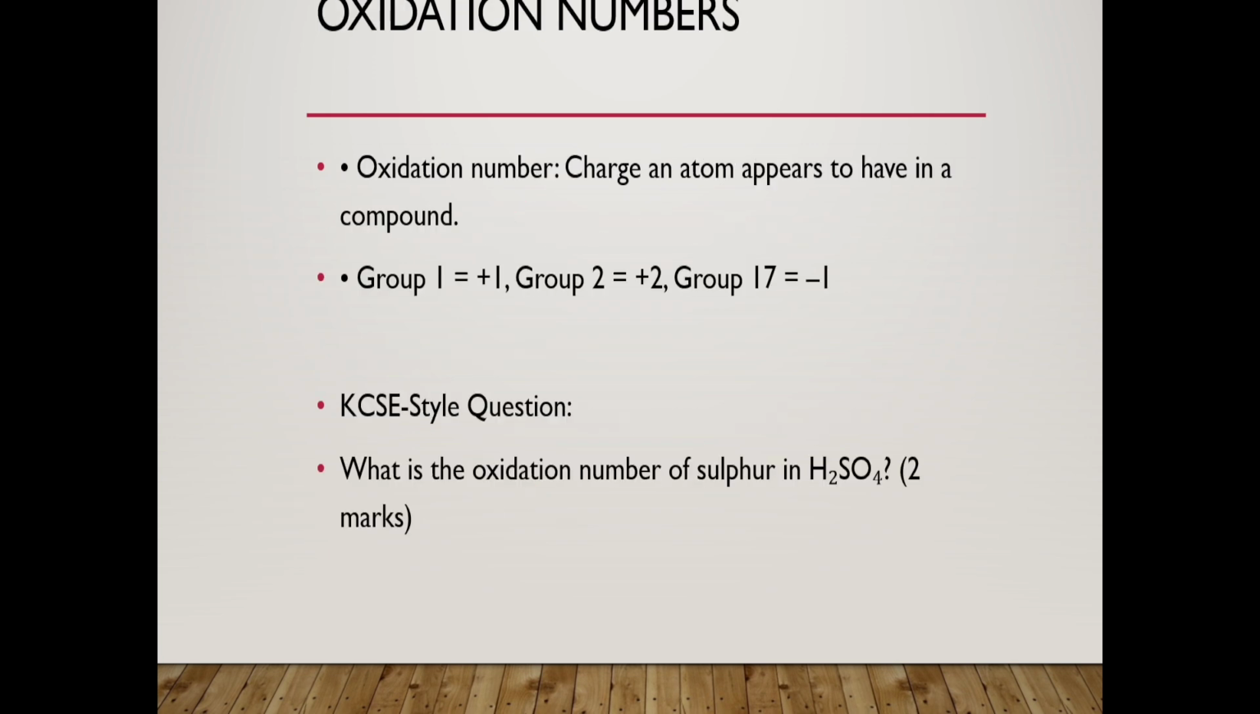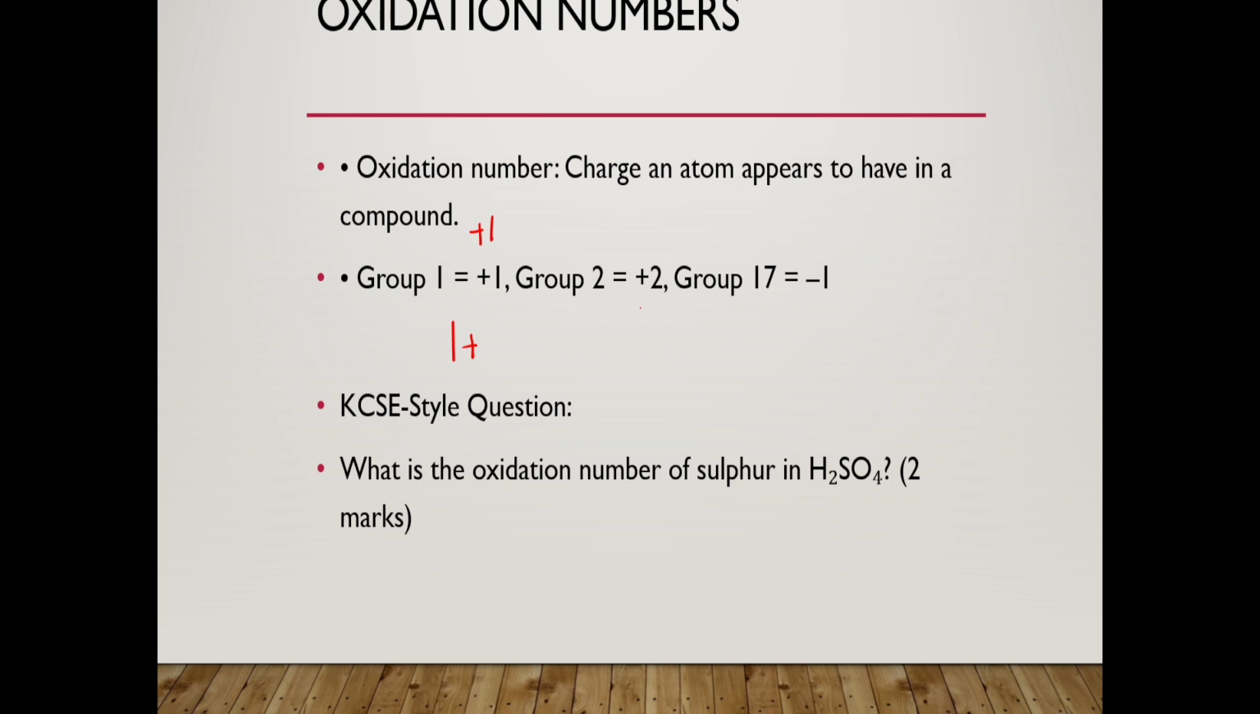Okay, oxidation numbers. It's usually just the charge an atom appears to have in a compound. For group 1 it has +1, group 2 +2, the same thing. It is similar to ions, but the difference is that for ions you usually write 1+, but for oxidation state, we write it as +1. You start with the plus or the negative sign first.